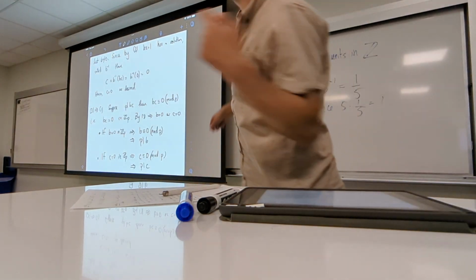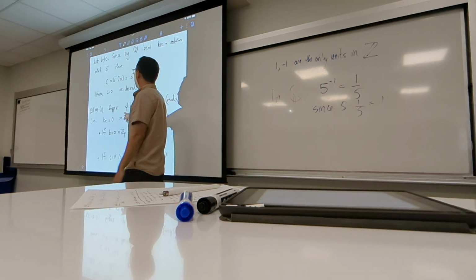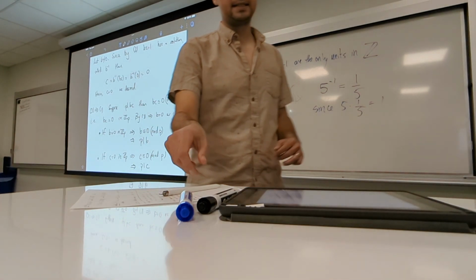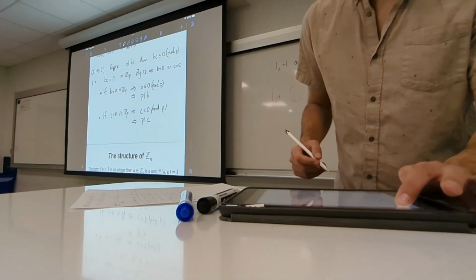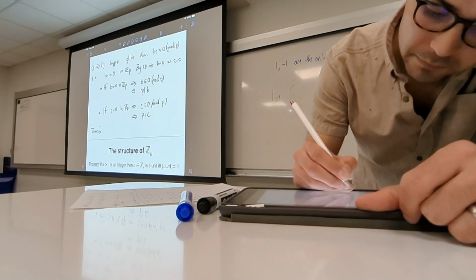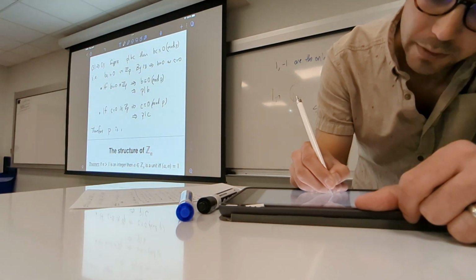So what did we start with? We started with p dividing a product and showed that had to imply p divides b or p divides c. And that was our exact condition for primeness. Therefore, p is prime. All right.